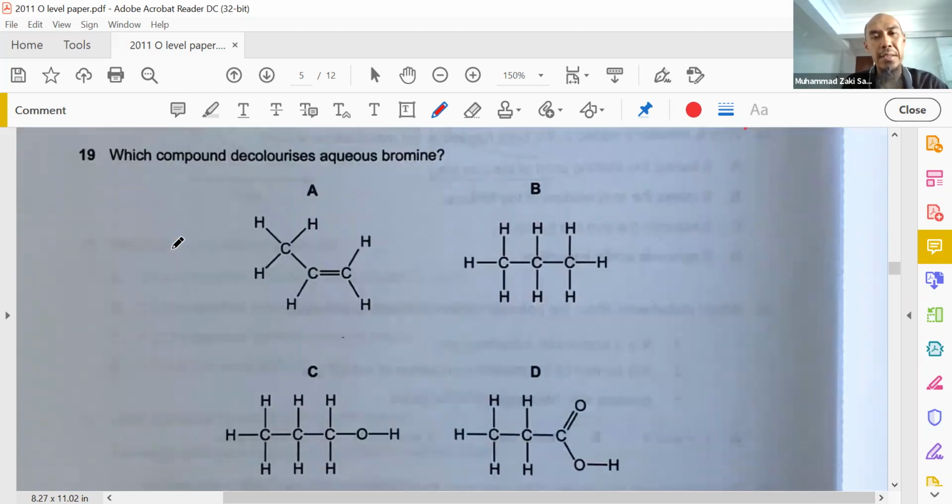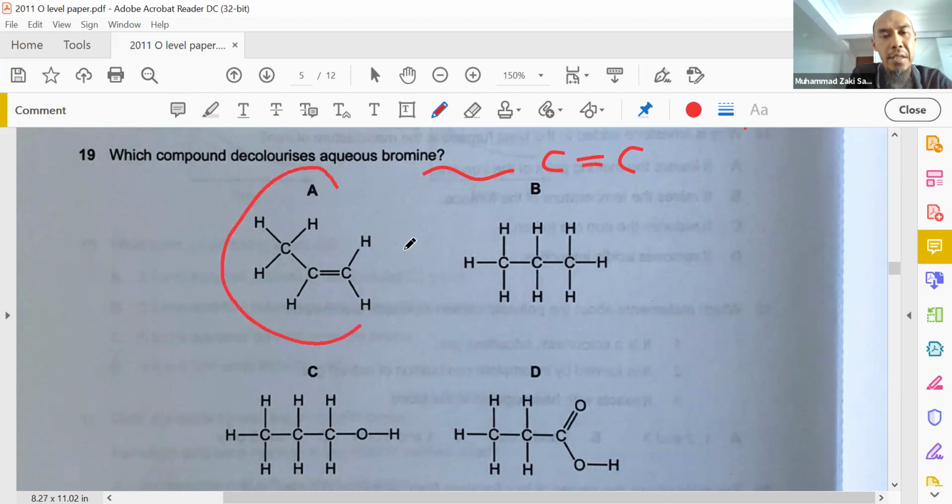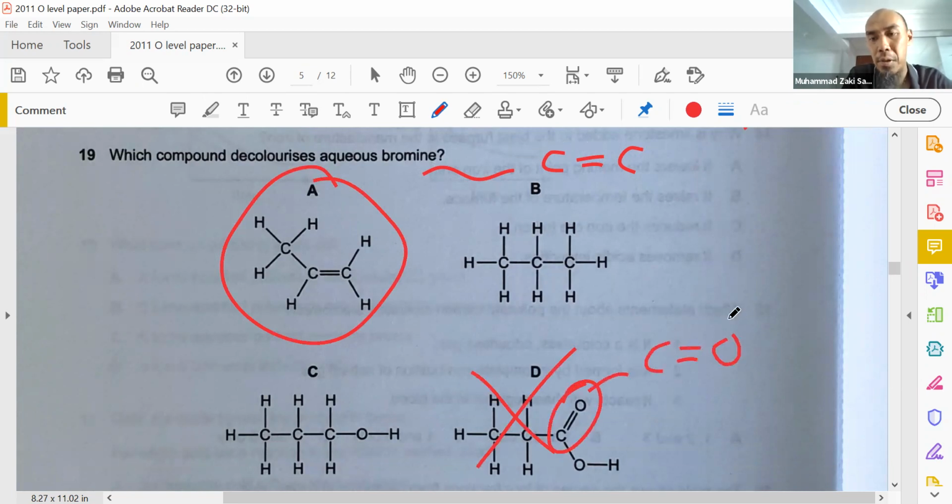Next question. This is quite easy. Which compound decolorizes bromine? So watch out for a structure that has a carbon double bond. In this case, the structure is very clear. Answer should be A, not D. Some students choose it because they say, oh, this is a carbon double bond. No, this is a carbon-oxygen double bond. It's not the one.